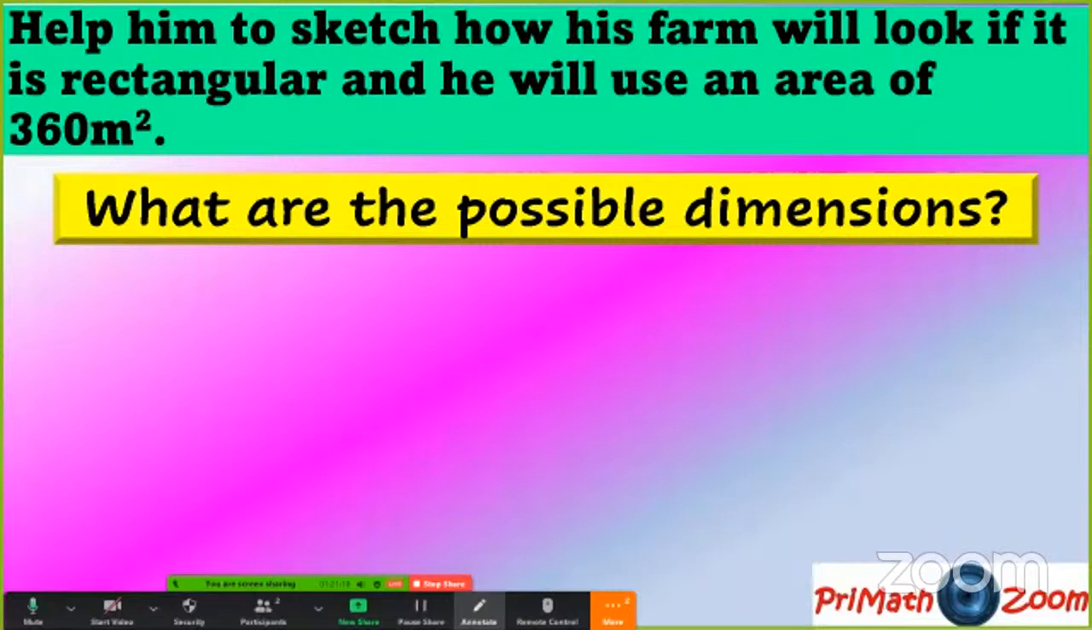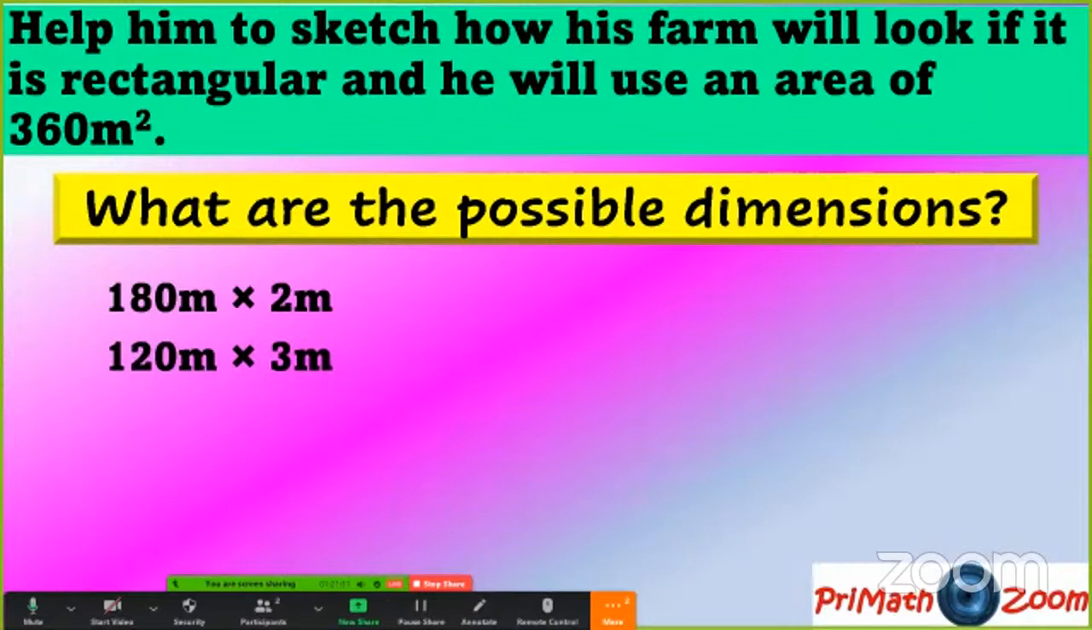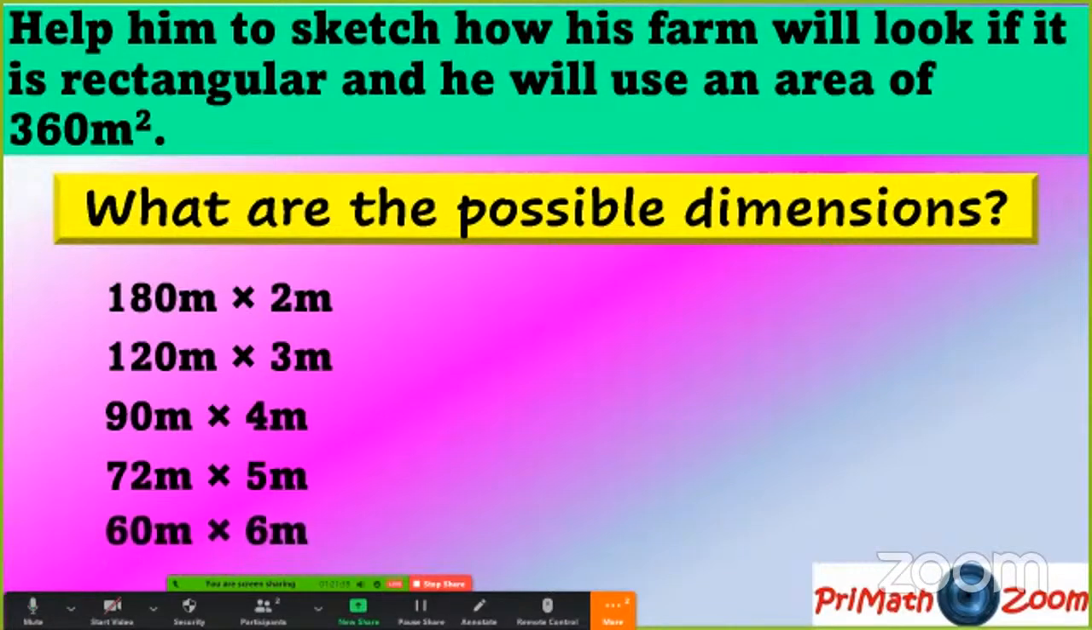Great job, guys. So I'm going to show you some of the possible dimensions that I came up with. I have 120 meters times 2 meters, and you got that. I have 180 meters times 2 meters, which you got. I also came up with 120 meters times 3 meters, 90 meters times 4 meters, 72 meters times 5 meters, 60 meters times 6 meters. And I see some other ones coming up here.